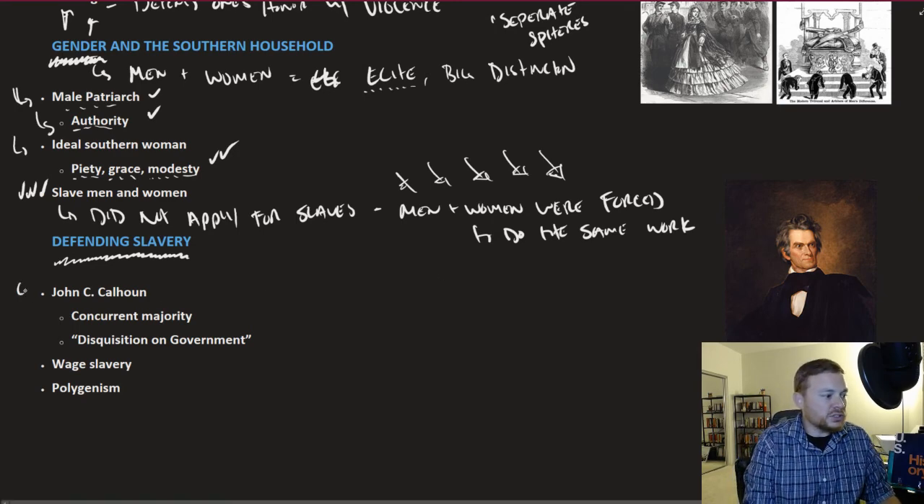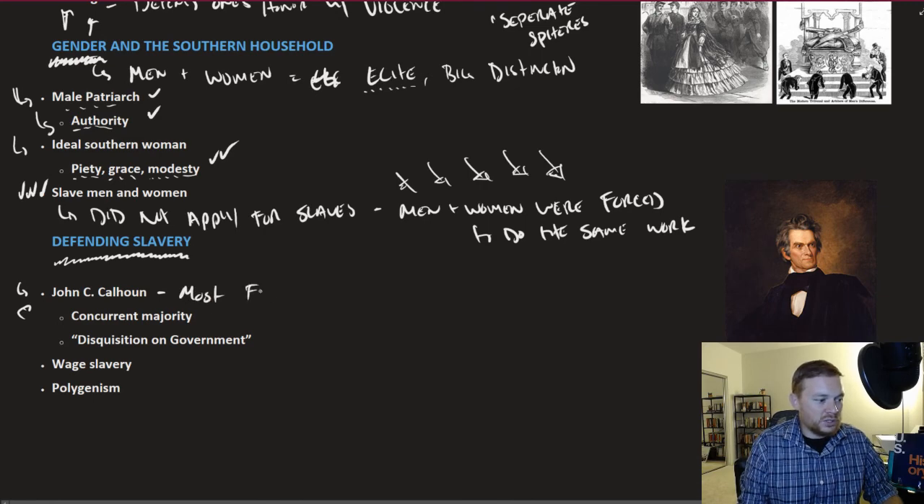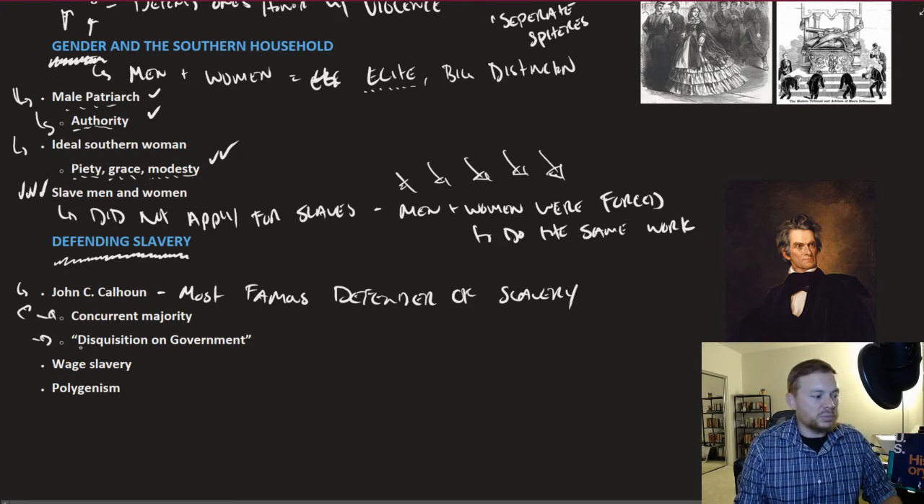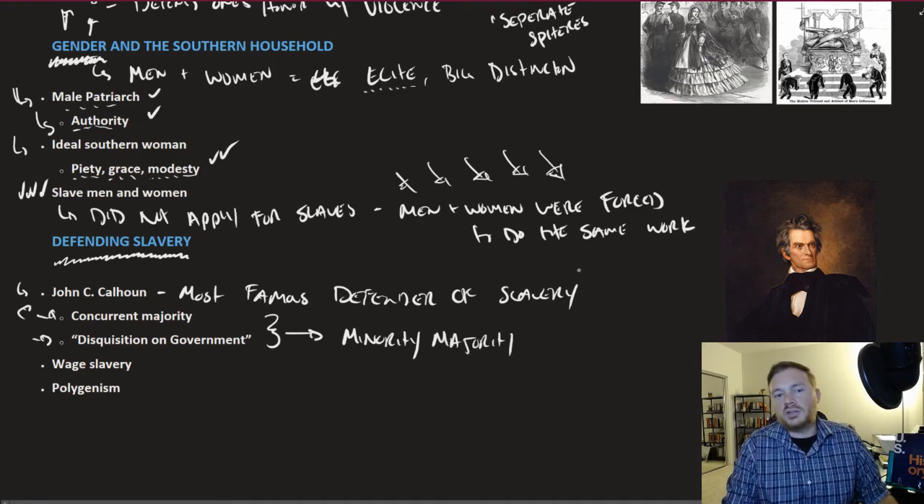Probably the most notorious and well-known defender of slavery was John C. Calhoun of South Carolina. So this guy is the most, we'll say the most famous defender of slavery. And he had this idea, concurrent majority, and he wrote this political piece, Disquisition on Government. And what he argued here was that a concurrent majority kind of means like a minority majority, right? And this sounds kind of silly, right? How could you be a minority majority?